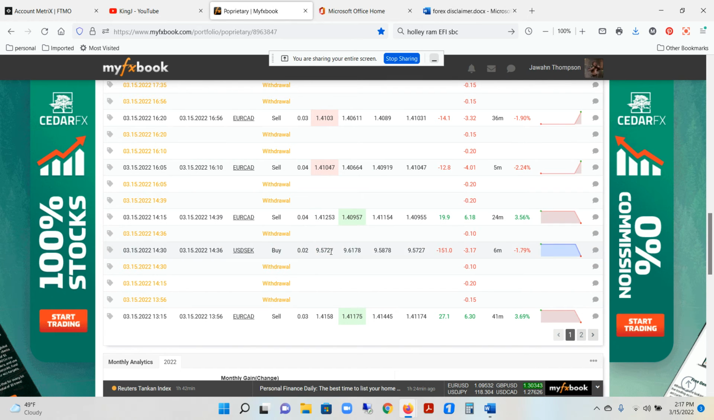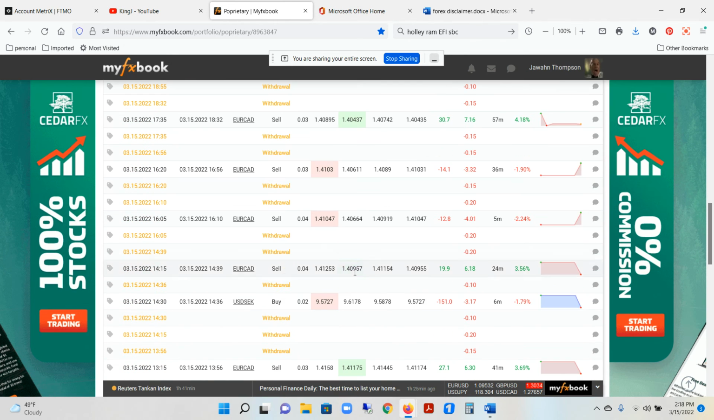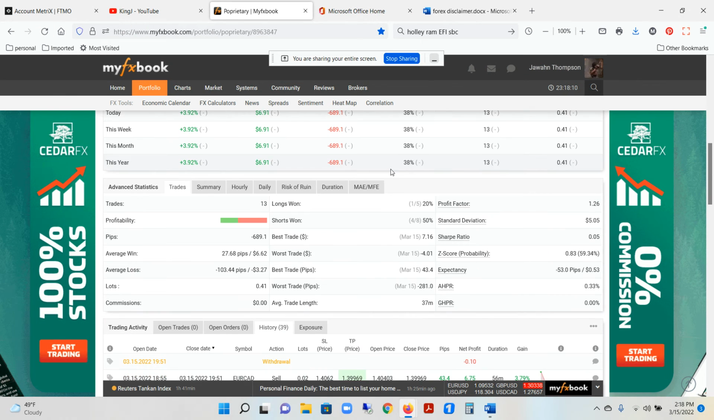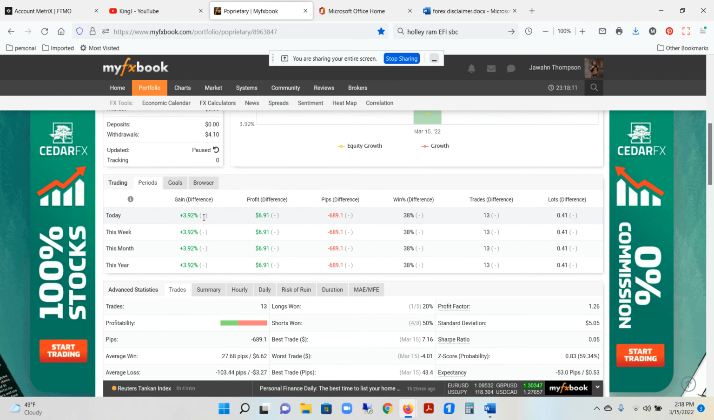Another thing, like I said, is that when you lose a certain amount, like you say, I'm only going to lose this much on this pair, if you lose that much, stop. You're done with that particular pair.